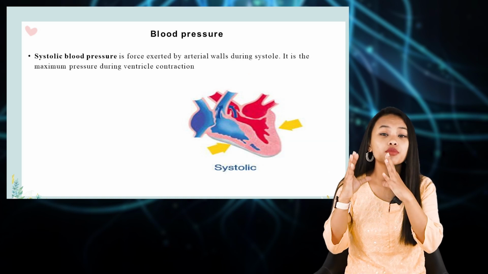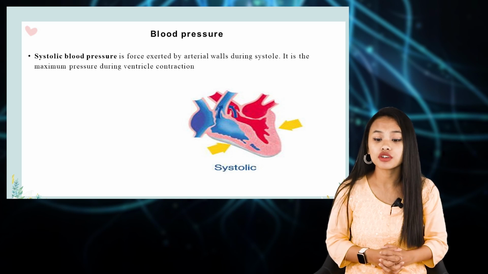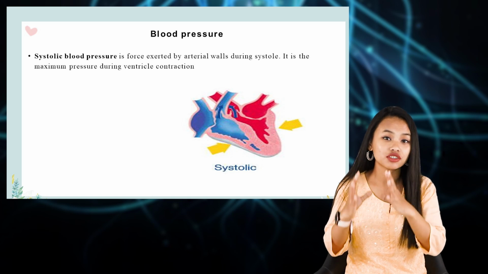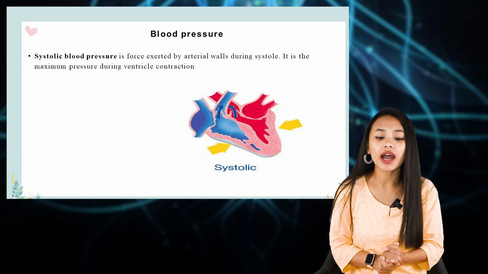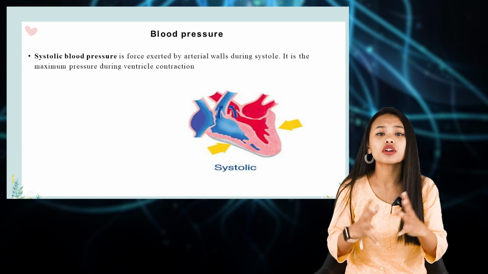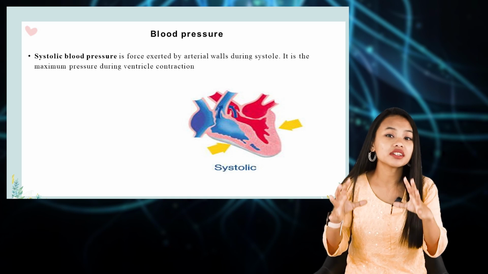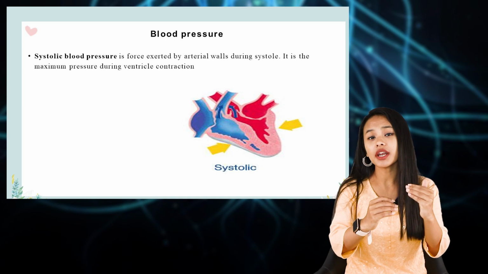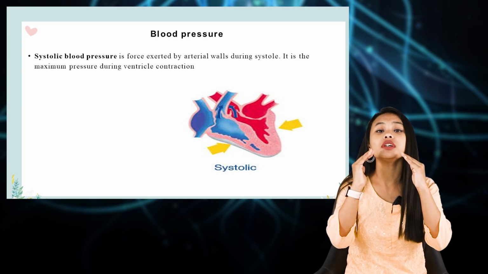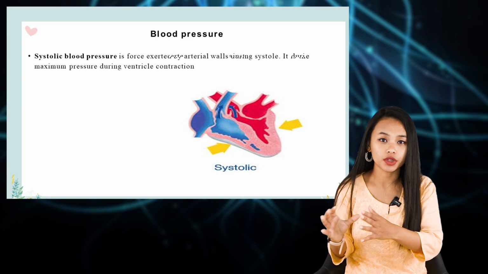By systolic blood pressure, we mean the force which is exerted by the arterial wall during the systole. And this systolic blood pressure is also the maximum pressure which occurs during the contraction of the ventricles. So when there is contraction of the ventricles, there will be a maximum pressure, and this pressure will be recorded as the systolic blood pressure of an individual.